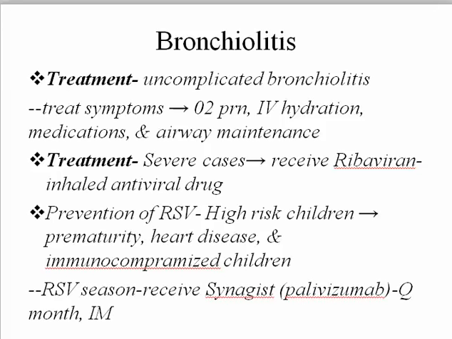So prevention for RSV, especially for high-risk children. High-risk children would be those who are born prematurely, those who have heart disease, and those who are immunocompromised. So for those children, during the RSV season, they would receive Synagis once a month intramuscularly, because they're high risk, and you don't want them to get that, because they could become very ill if they end up getting RSV bronchiolitis.